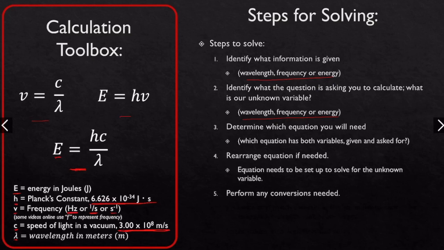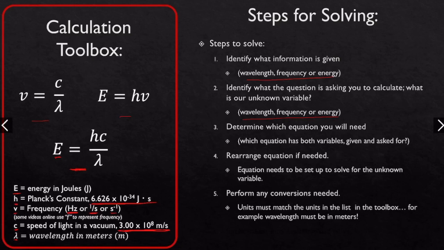All right, and then you're going to need to perform any conversions that you might need. So if you're given a wavelength in nanometers, you're going to have to convert that to meters before you can use it in that calculation. So step 5 is to perform any conversions that you might need. The units that you're plugging into these equations all have to match the units that are given here in this list of variables over here.